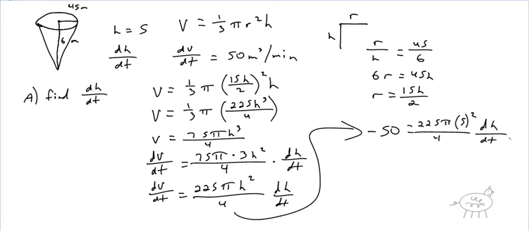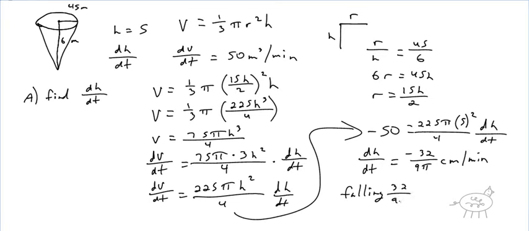I just divide everything out, and I wind up getting dh/dt is equal to negative 32 over 9 pi, and of course this is then centimeters per minute. Okay, so you can tell me it's negative, so it's falling. It's dropping down, right? That height is dropping by 32 over 9 pi centimeters per minute.